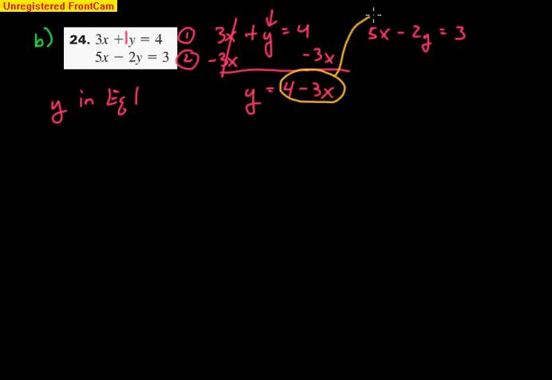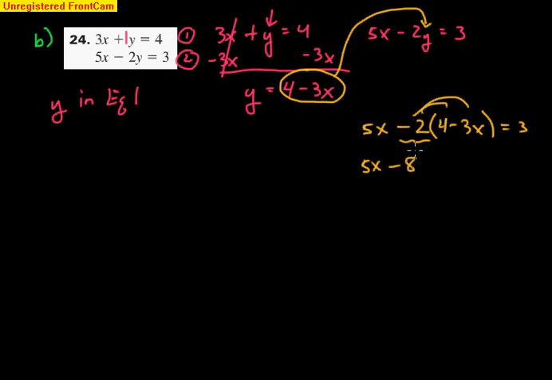I have this for y. This is now going to go into the other equation for the y. So I will write 5x minus 2 times not y, but what y equals, equals 3. And what y equals is 4 minus 3x. So I need to simplify this, because it's now x's, I can solve for x. 5x. The negative 2y gets distributed. So it's a negative 2 times 4. That's a negative 8. It's a negative 2 times negative 3. That's a positive 6x.